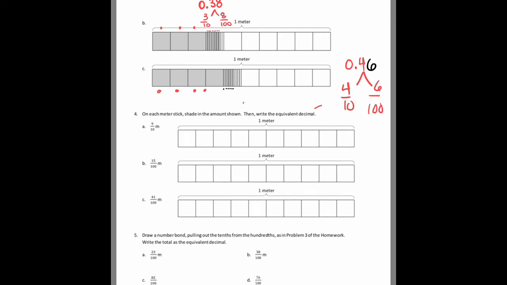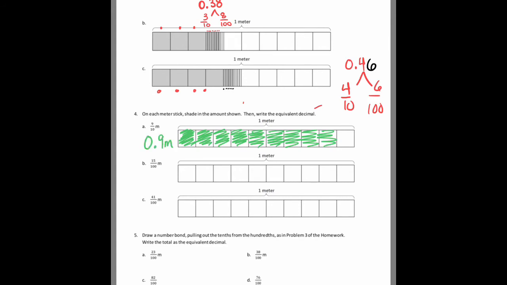Okay, number 4 says on each meter stick, shade the amount shown, then write the equivalent decimal. The first one says 9/10 of a meter. Well, that's super easy because it's already split into tenths. So I'm just going to shade in 9 of those tenths. 2, 3, 4, 5, 6, 7, 8, 9. And as a decimal, that would be 0.9.